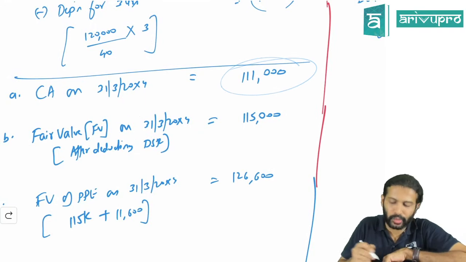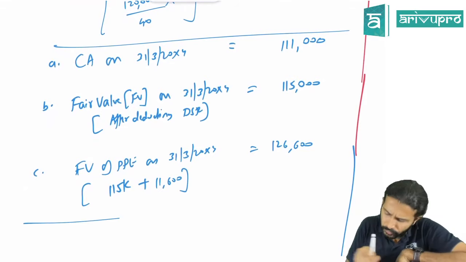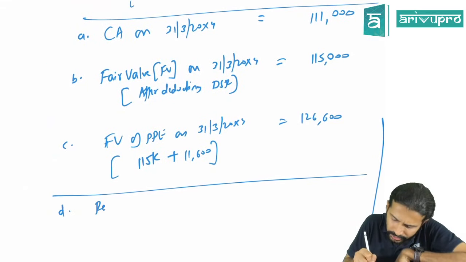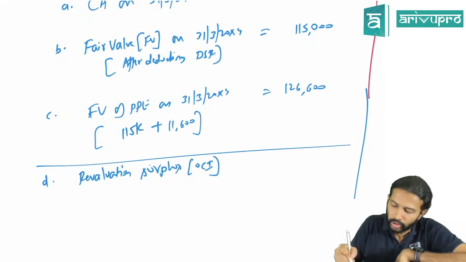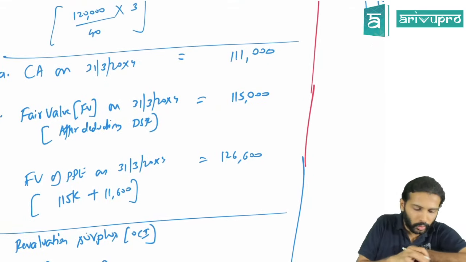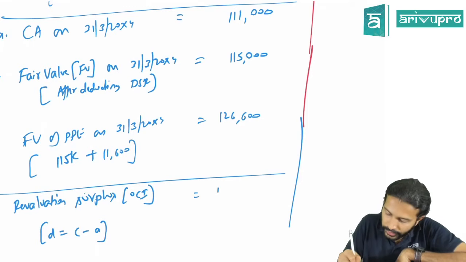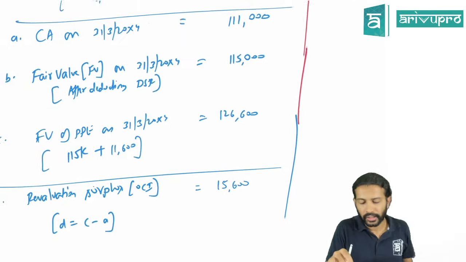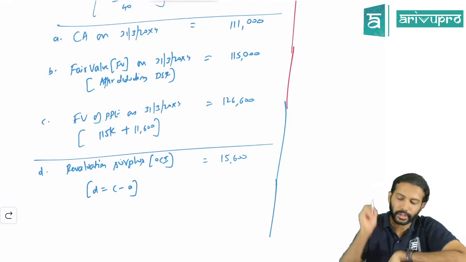Now compare this. The carrying amount is 1,11,000. Fair value is 1,26,600. So fair value is more, so you have some revaluation surplus. That revaluation surplus will go to OCI, right? So how much is that? Can I call that D is equal to C minus A? 1,26,600 minus 1,11,000, which is 15,600, is our revaluation gain, which goes to other comprehensive income as a revaluation surplus.